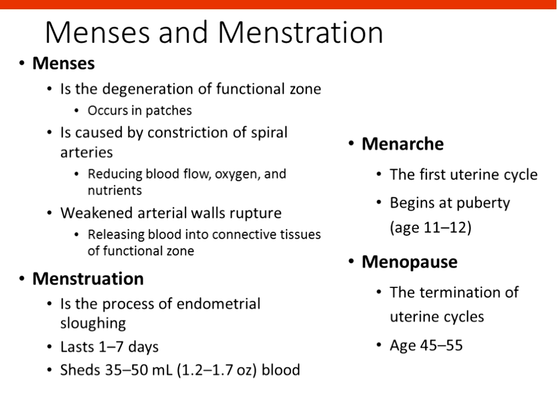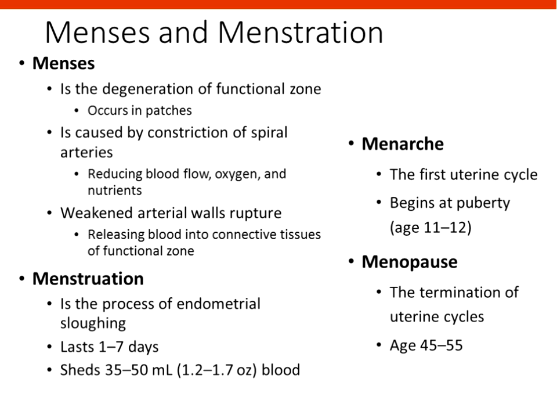So ovulation is with the ovarian phase. With the uterine phase, we have menses, which is the degradation of the functional zone, and again, it occurs in patches because of the way constriction is occurring in those underlying arteries and vessels, and some of the rupturing is going to fall away and lead to blood as well as tissue removal in that secretion, that loss.